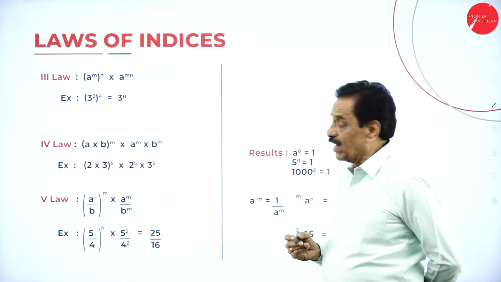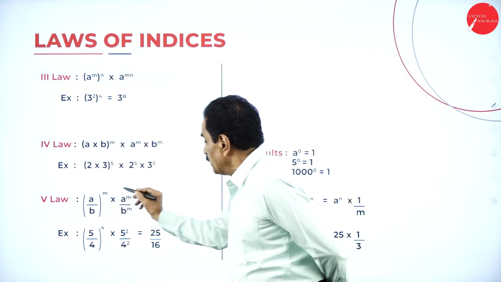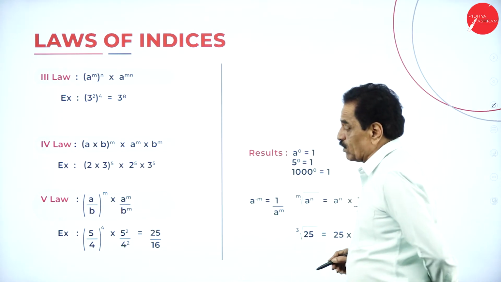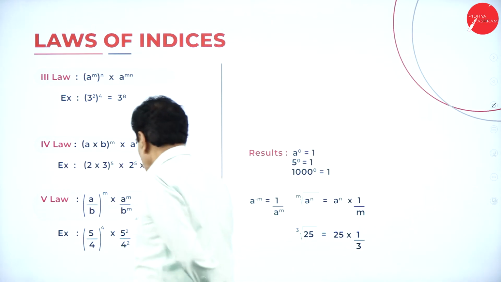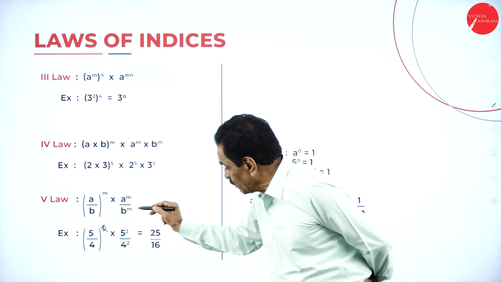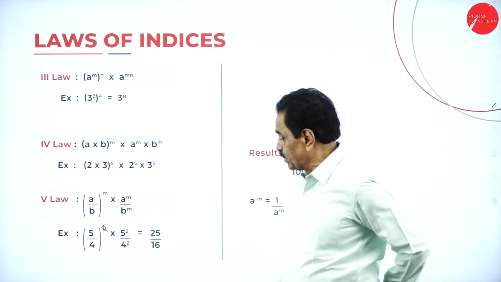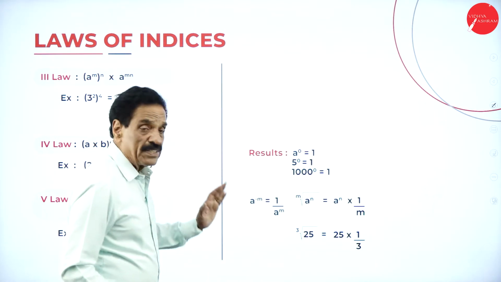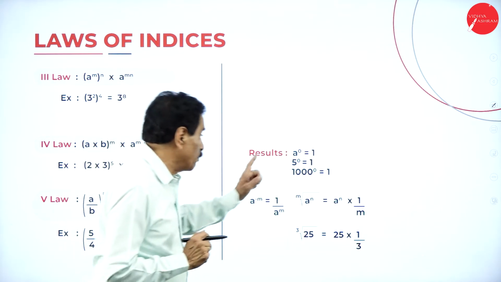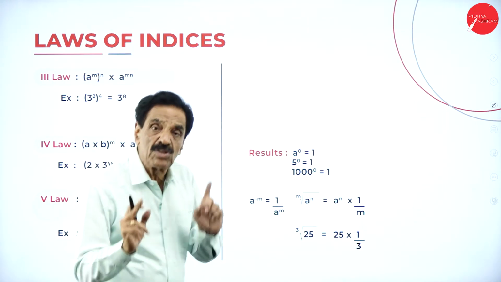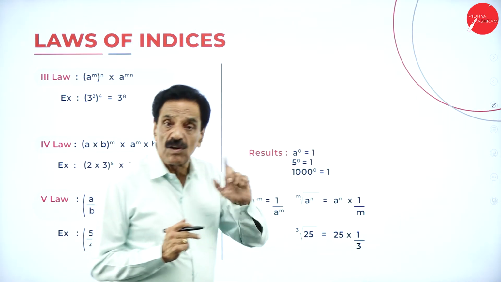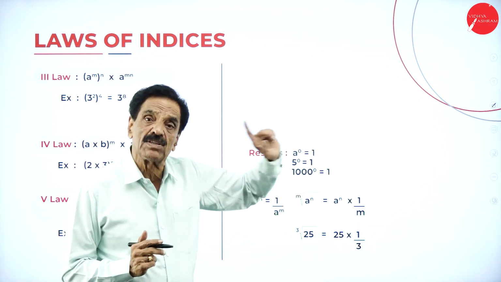Then come back to the fifth law, a by b to the power of m. m belongs to a, m belongs to b also: a to the power of m divided by b to the power of m. Here this is 5 by 4 whole square, 5 square divided by 4 square, 25 by 16. And the result of this, anything to the power of 0 is 1. a to the power of 0 is also 1. 5 to the power of 0 is also 1. 1000 to the power of 0 is also 1. 1 lakh to the power of 0 is also 1.